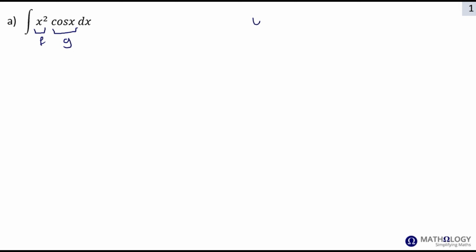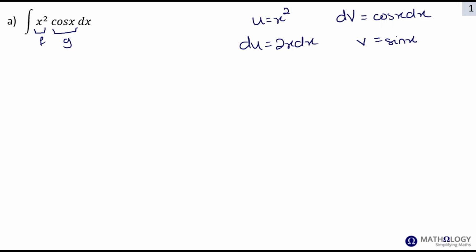So we're going to let u be x squared, which means that du is 2x dx, and then dv will be everything else, which is cos x dx. When we integrate this, v will be sin x. The derivative of sin x is cos x. So when you integrate cos x, you get sin x.